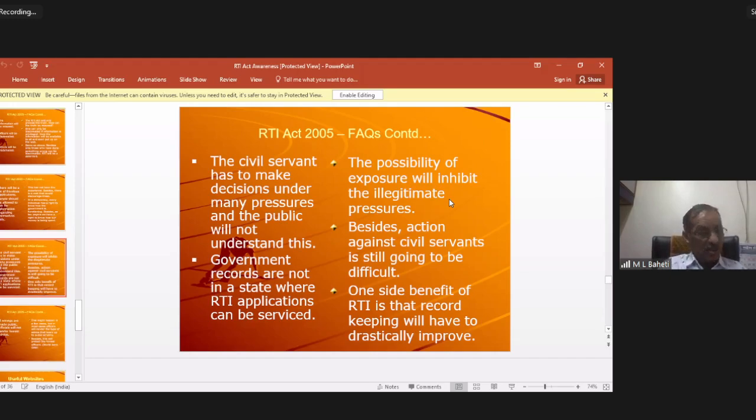There is one important procedure, inspection. Through RTI, inspection can be done. Because in many cases, the PIO simply refuses the RTI application by saying that the information called for is very vast and we have to divert so many resources to provide the information. In that case, we can simply tell them, we want inspection of the file. We will select the record and you provide copies of that much selected record. So this is possible.